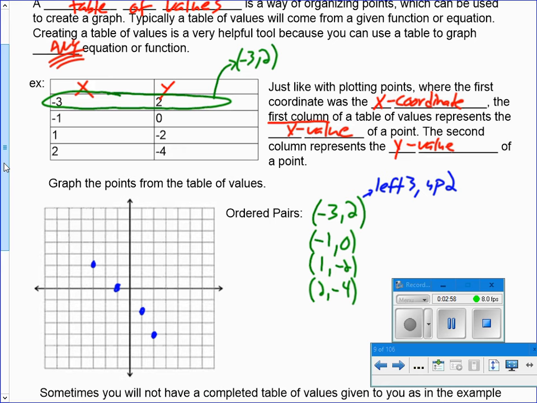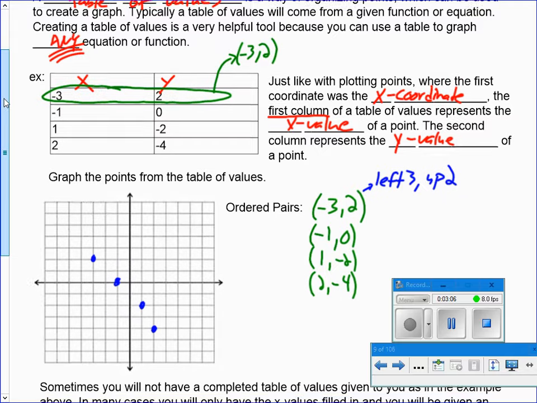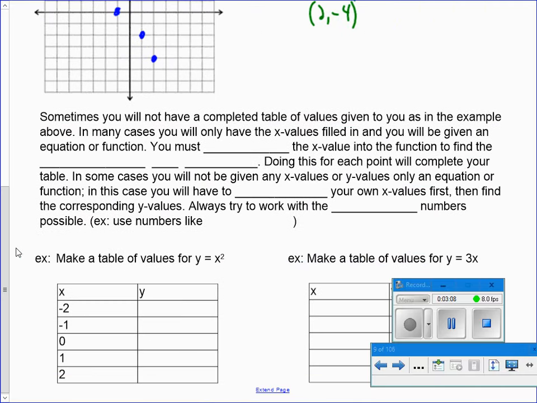That's the general idea behind a table of values, is how we organize it. Each column represents one coordinate, and two right together are just like an ordered pair. Most of the time, when you're working with a table of values, you're not going to have a completed table to work with. In a lot of cases, what you're going to have is the x values, and you're going to be asked to use an equation or a function to fill in the y value.